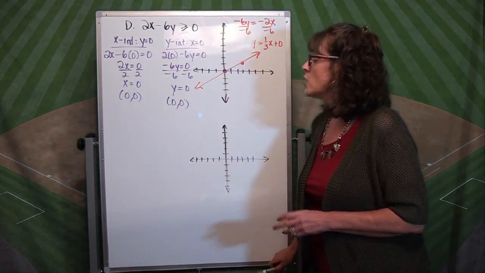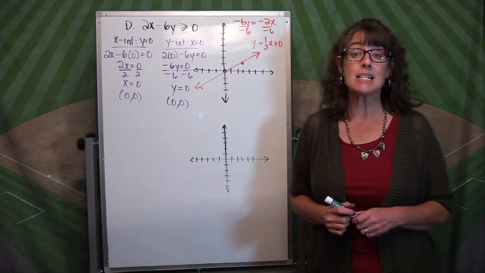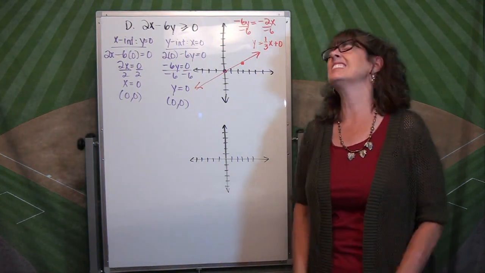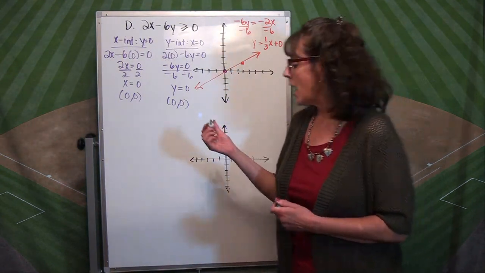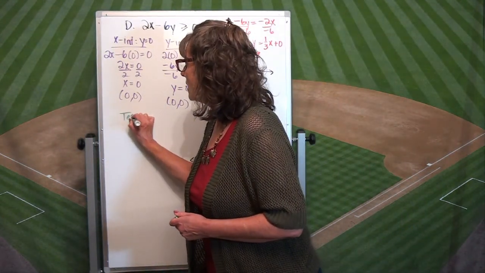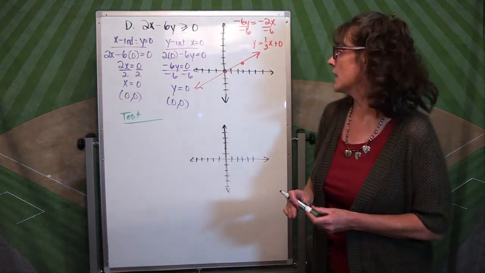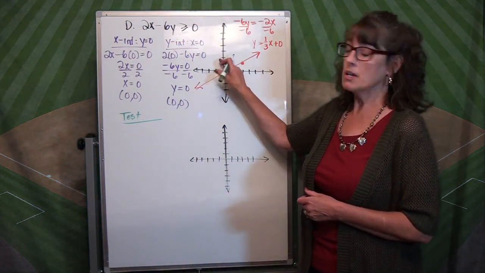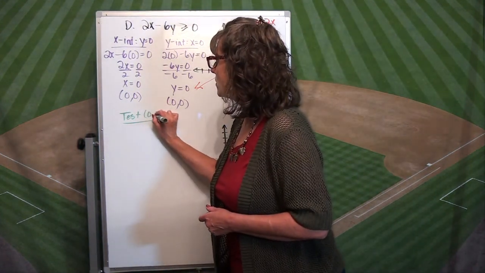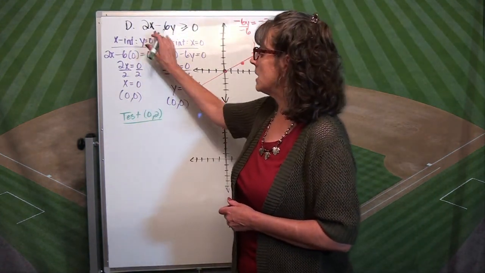This is so funny. So I'm going to test my point. Now, can I test my beloved 0, 0? Not this time, because 0, 0 is on the line. I'm going to have to pick another one of the points in the half plane. Pick anything you want. I'm going to choose 0, 2. So I'm going to pick 0, 2, and I'm going to put it up here in my inequality.